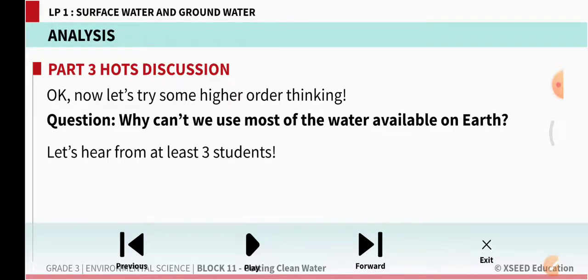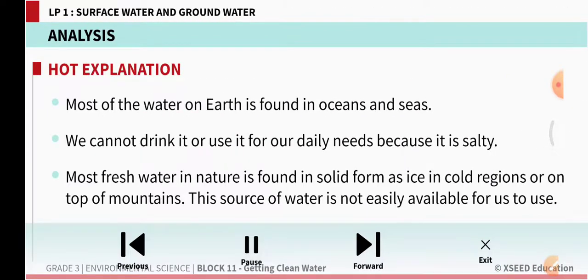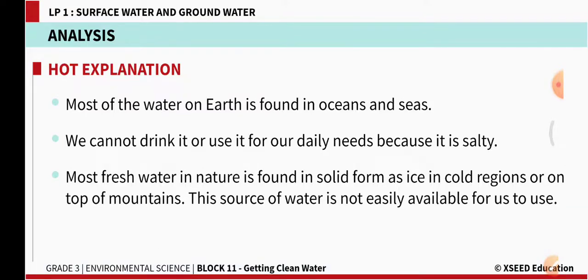Why can't we use most of the water available on earth? We can't use the water from all the water bodies. Let us know what these water bodies are. Most of the water on the earth is found in oceans and seas. We cannot drink it or use it for our daily needs because it is salty. Most fresh water in nature is found in solid form as ice in cold regions or on top of mountains. This source of water is not easily available for us to use.